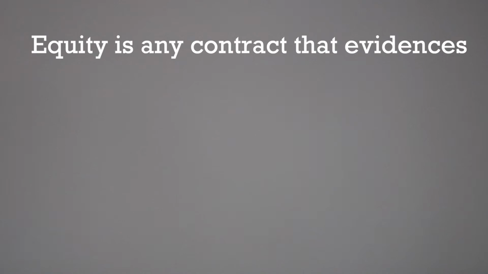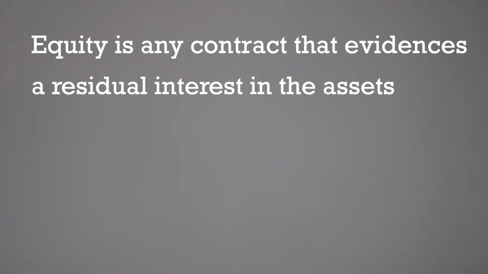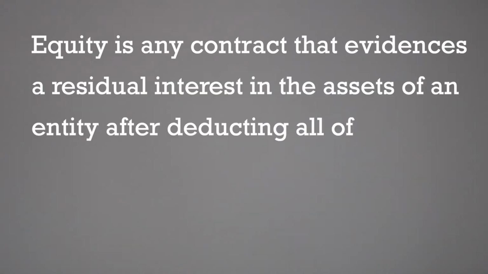The final part of the accounting equation is equity. So let's briefly have a look at what that is. Under IFRS, equity is defined as any contract that evidences a residual interest in the assets of an entity after deducting all of its liabilities. This is essentially another way of saying it's net assets. If you get the assets and you take away the liabilities, the residual assets is what the equity is.